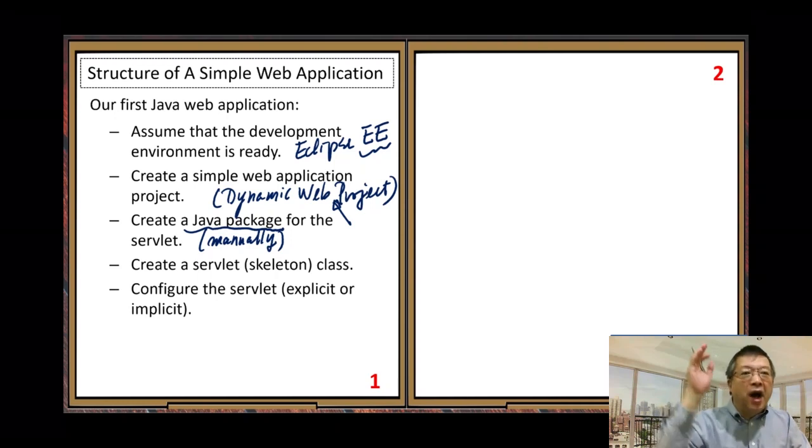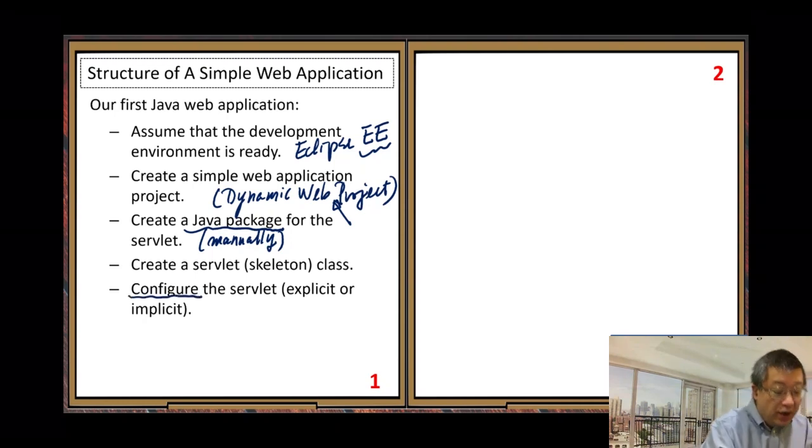After that, configure the servlet. Do configuration. So what do we mean by configuration? You need to tell the Java web server, here Tomcat, how to process this servlet. You need to pass some important information to Tomcat here. So that's the configuration. Here I put two methods, explicit and implicit. Explicit is the first method, implicit is the second method.